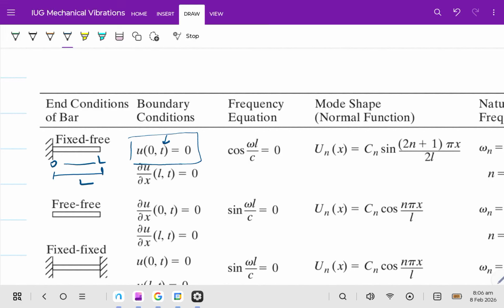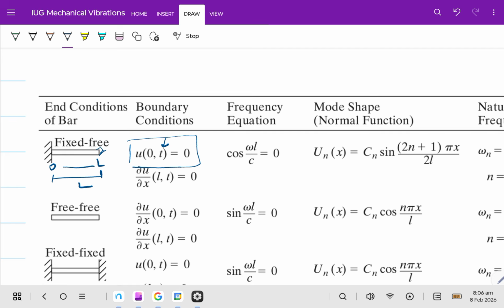The strain at this point, because partial u over partial x, is equal to 0. If the strain is 0, it means there is no stress at this point, and no force is applied to this point. So it is actually a free vibration condition. That's why the strain at this extreme end is also equal to 0.